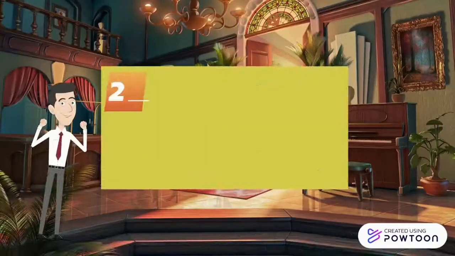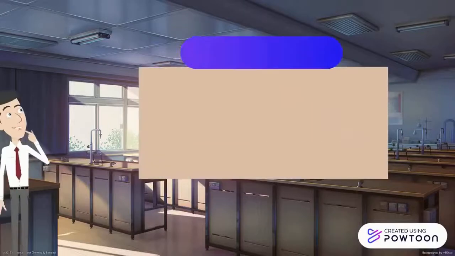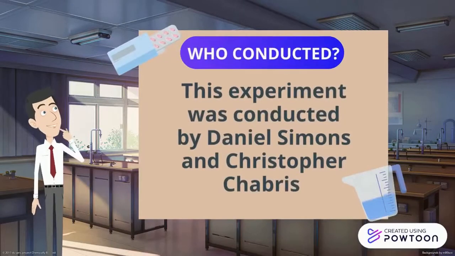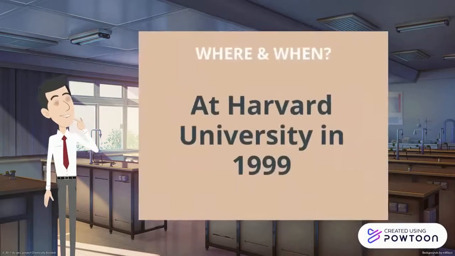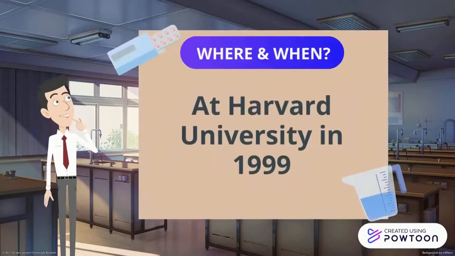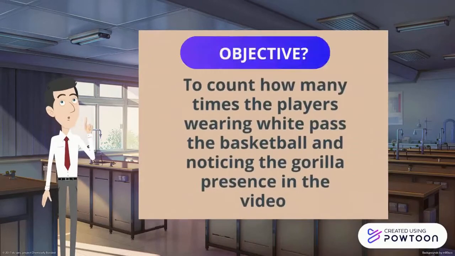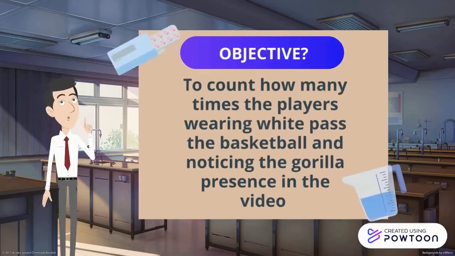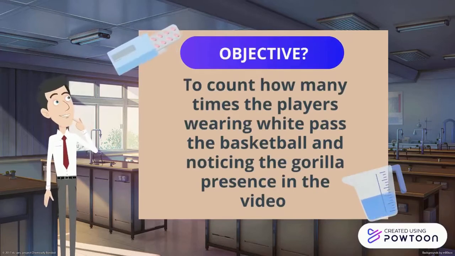Experiment background. Who conducted? This experiment was conducted by Daniel Simons and Christopher Chabris. Where and when? The experiment was done at Harvard University in 1999. The objective of the experiment was to count how many times the players wearing white passed the basketball and notice the gorilla presence in the video.